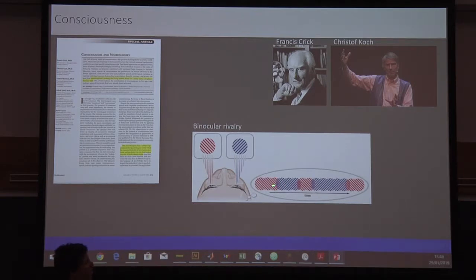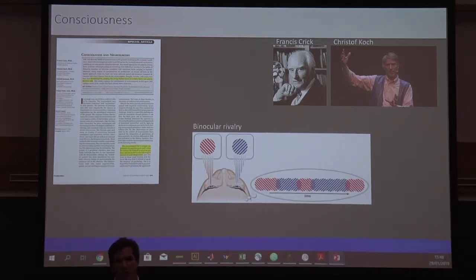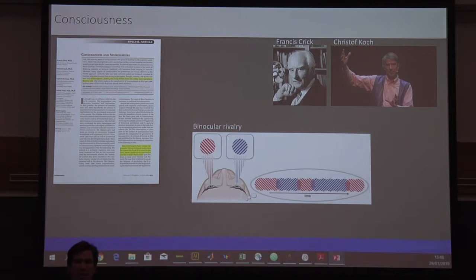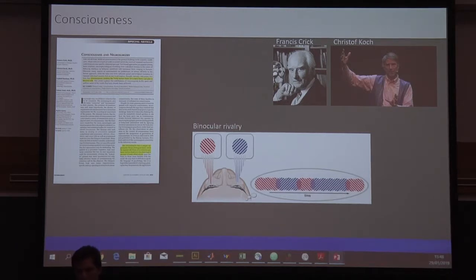And what happens at the perceptual level is that people report that sometimes they see one stimulus, sometimes they see the other. And this changes in a seemingly random fashion without the subject's control. So even though there's nothing changing externally at the level of the eyes, the inputs are completely constant, something in the subject's brain is actually changing so that you are conscious of one particular stimulus or the other.